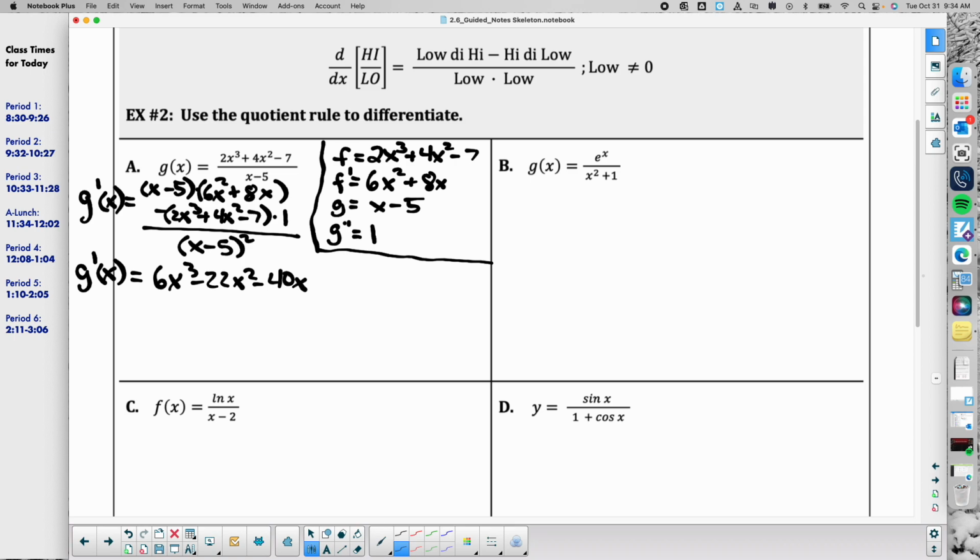The second one, I'm going to distribute this minus sign. You're going to be doing that on every one of these quotient rules because it's a minus every time. So you will get absolutely used to distributing out the minus sign. So minus 2x cubed minus 4x squared plus 7, like the times 1 made it nice, all over x minus 5 squared.